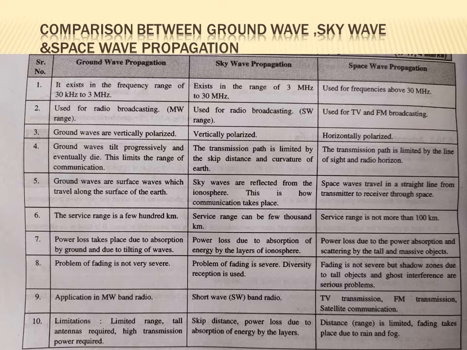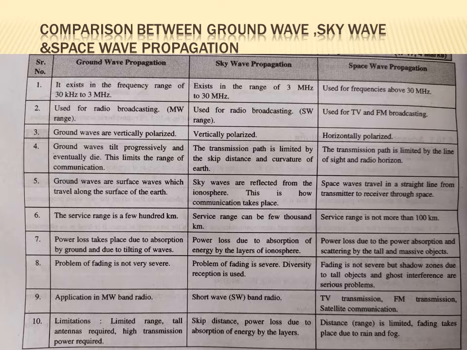Next point is the application. Application of ground wave propagation is AM radio broadcasting. Next one is the sky wave propagation, which is also used for radio broadcasting, but it is used for the short wave frequency range, and ground wave propagation is used for the medium wave frequency range.